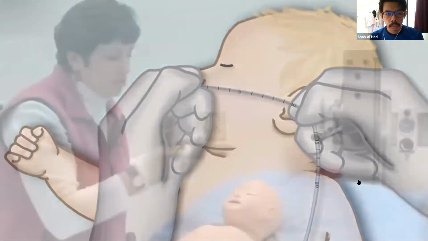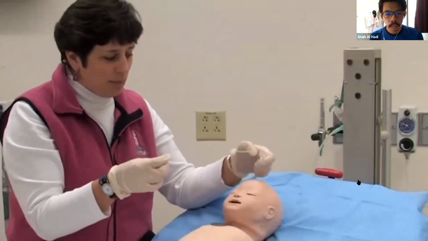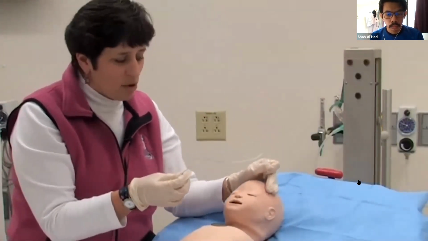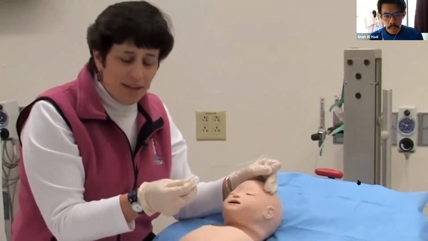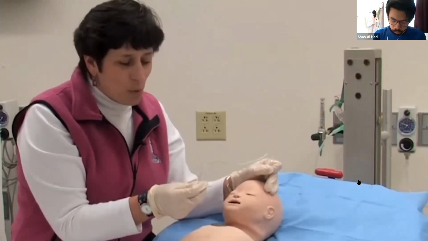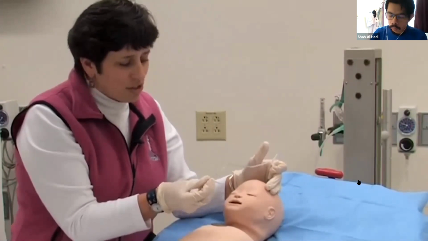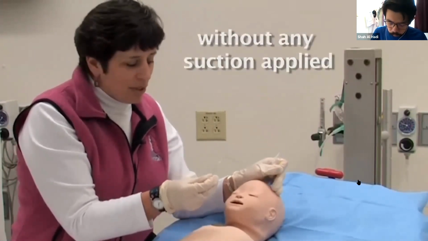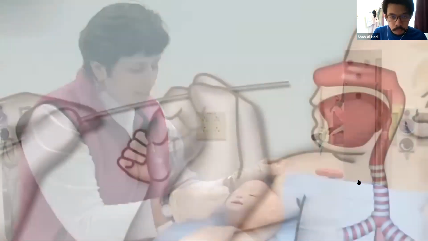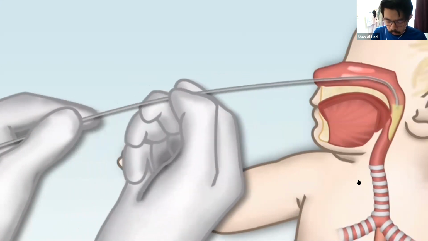And then I'm going to prepare, if a parent is with the child, the parent as well as the child. I'm just going to hold on to this baby's head just so that the baby doesn't shake their head and try to avoid the suctioning. I'm going to gently insert the catheter without any suction applied. I'm going to put the catheter in, and if I need to, I'll twist the catheter just a little bit to help it go down.